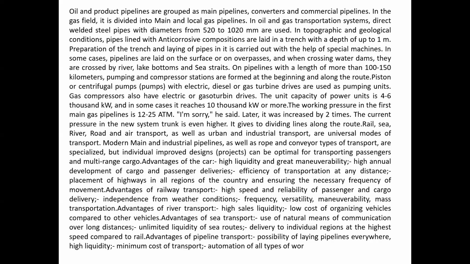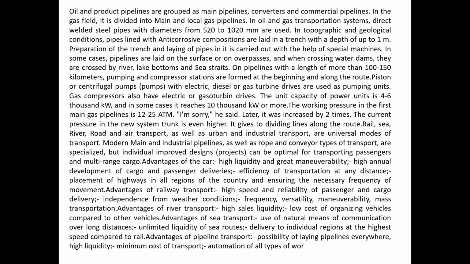When crossing water dams, rivers, lake bottoms, and sea straits, pipelines with lengths of more than 150 kilometers are used. Pumping and compressor stations are formed at the beginning and along the route. Piston or centrifugal pumps with electric, diesel, or gas turbine drives are used as pumping units. Gas compressors also have electric or gas turbine drives. The unit capacity of the power unit is 6,000 kilowatts, and in some cases it reached 10,000 kilowatts or more.